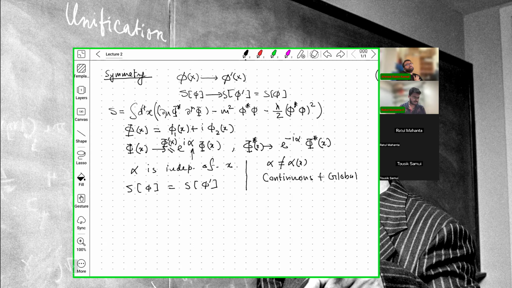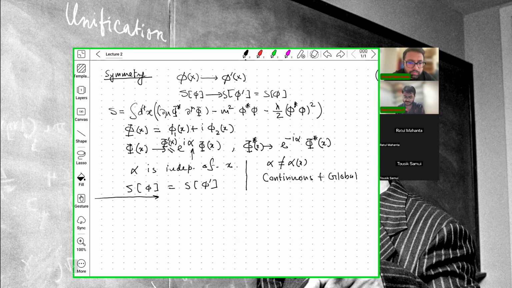Okay. We will be dealing with local symmetry as well, where you will be allowing alpha to depend on x, but in that case you need to modify the action, the Lagrangian, and those will be dealt with in gauge symmetries, and Taushik will be teaching them. So for the time being, we will be only focusing on the continuous global symmetries. Okay, so discrete and continuous symmetry. Continuous are of two types, the global and local.